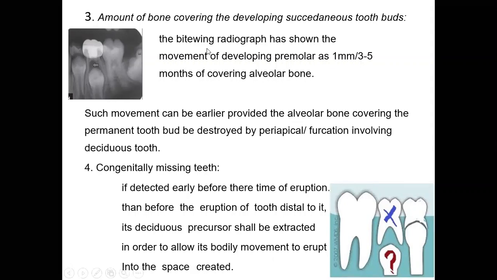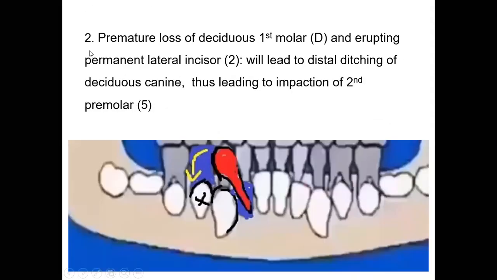Okay, so we need to see, this is the tooth bud. This is called a succedaneous tooth, which is going to erupt. This succedaneous tooth bud is covered with some bone over here. If you see that very little bone is there, and this is going to erupt within a few months into the oral cavity, then we can extract this tooth.